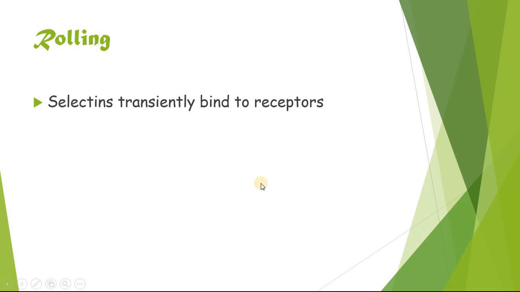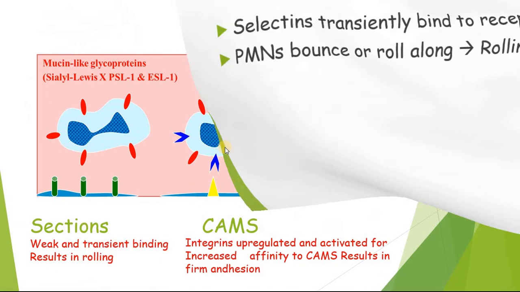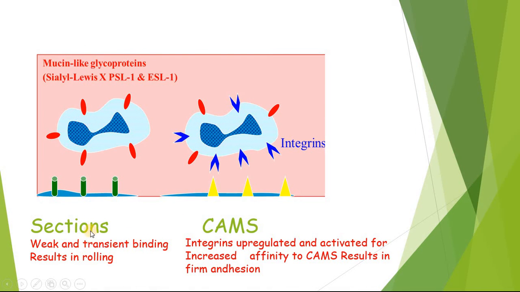So what is rolling? It is due to selectins. The cells bounce or roll along the endothelium due to selectin. Selectins form weak bonds, and integrins, like cellular adhesion molecules, form stronger bonds.